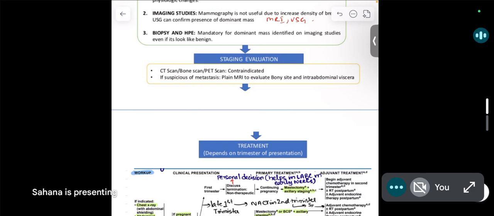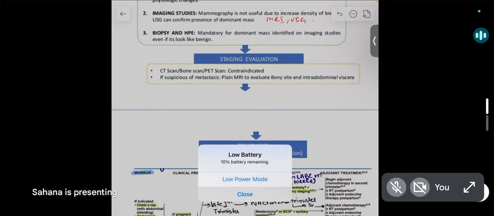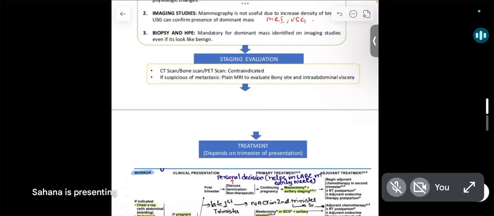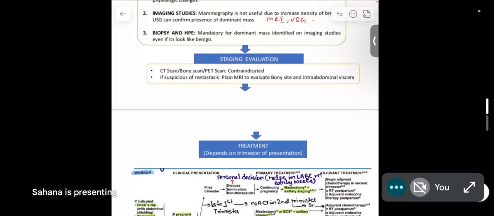We operated on 2, one in first and second trimester, but we continued. Only thing is you have to take risk for abortion during general anesthesia and all that. That's all. Otherwise, we continued the pregnancy for it.